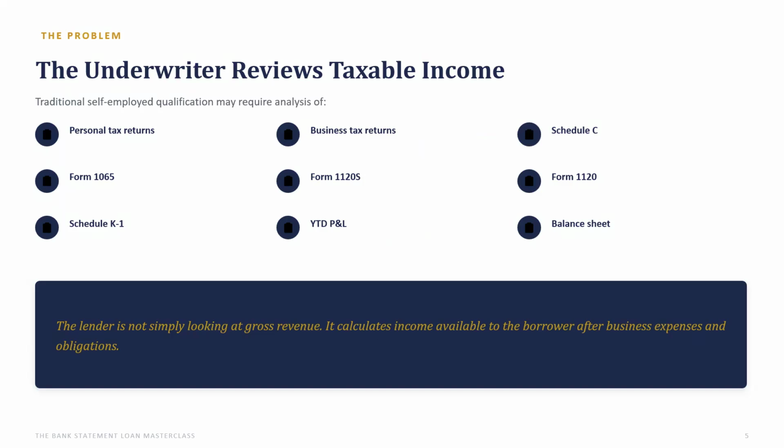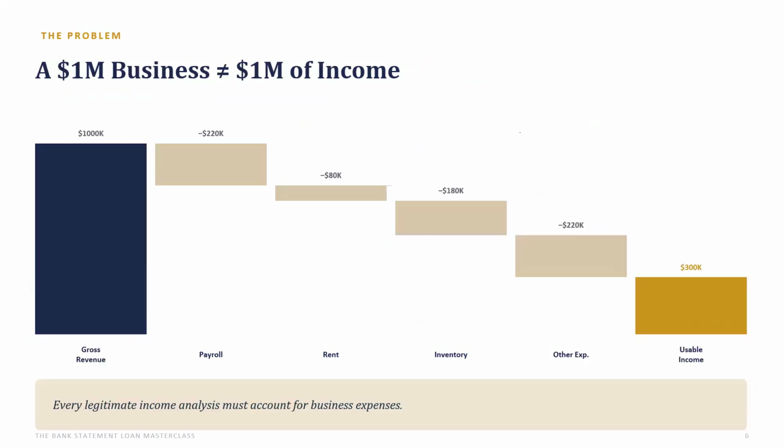Problem: the underwriter reviews taxable income, right? From these things, as I mentioned: tax returns, business returns, Schedule C, 1120 or 1120S, right? If you've got year-to-date profit and loss, you're looking at your 1065s, your K-1s, balance sheets. Lenders aren't simply looking at gross income; they're calculating income available to borrow after business expenses and obligations. A $1 million business does not mean $1 million worth of income.